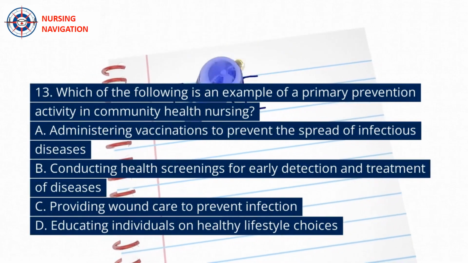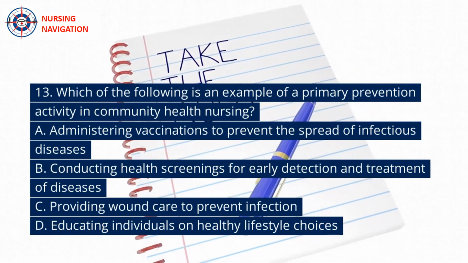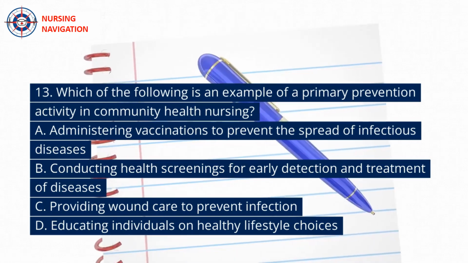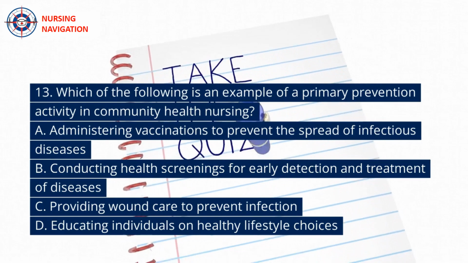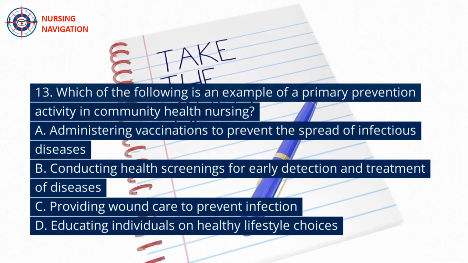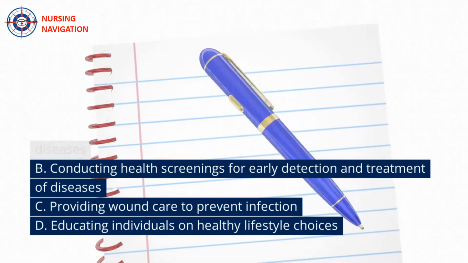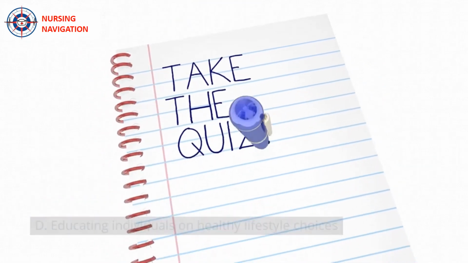13. Which of the following is an example of a primary prevention activity in community health nursing? A. Administering vaccinations to prevent the spread of infectious diseases. B. Conducting health screenings for early detection and treatment of diseases. C. Providing wound care to prevent infection. D. Educating individuals on healthy lifestyle choices.